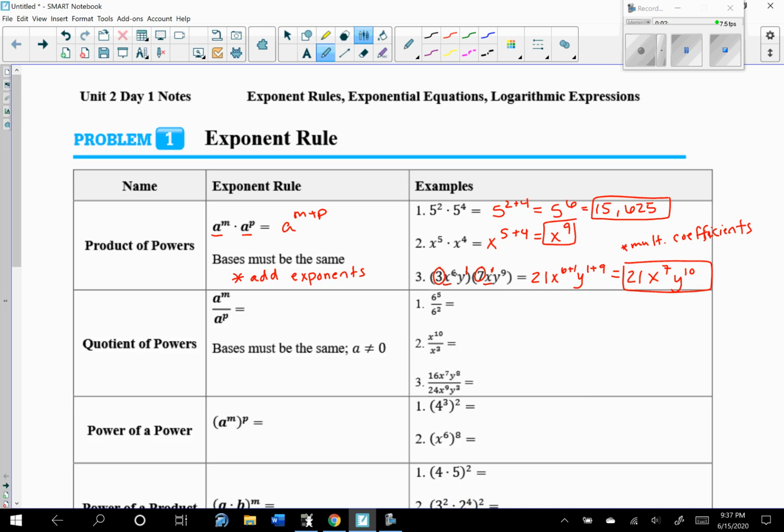Now we have the quotient of powers. Again, the bases must be the same, and whatever is in our denominator cannot be equal to 0. When we have bases that are the same and they're being divided, you subtract the exponents. So this is a to the power of m minus p. Subtract the exponents.